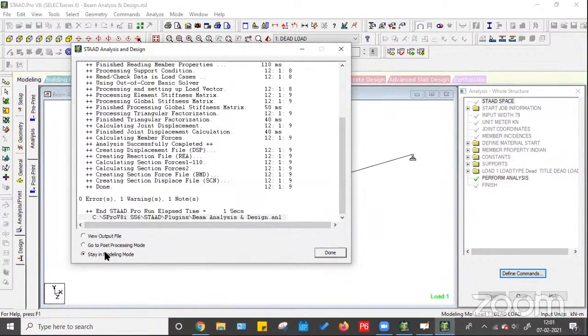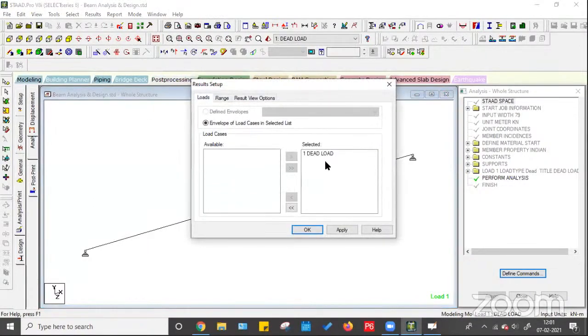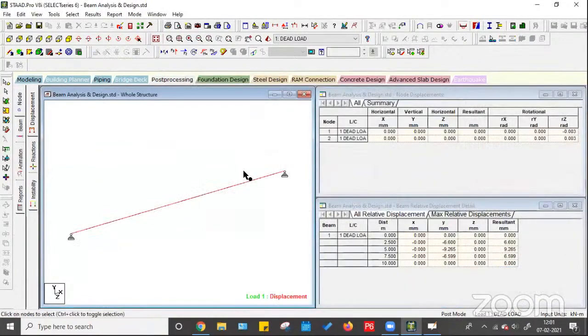You can go to post-processing mode, or you can stay in modeling mode. So I'll stay in modeling mode. And now if I want to see the post-processing result, I can click on this post-processing. So let me show you all those diagrams. You can see the load, dead load here. Let me show you all the shear force, bending moment, and everything here. But first of all, we'll look at the displacement. This is displacement.